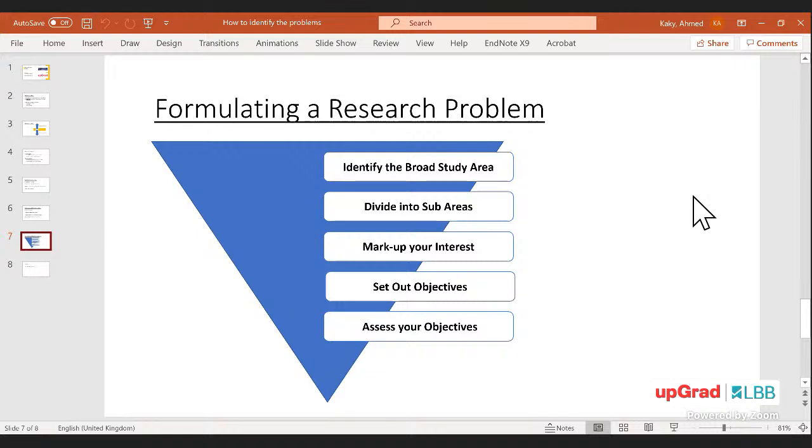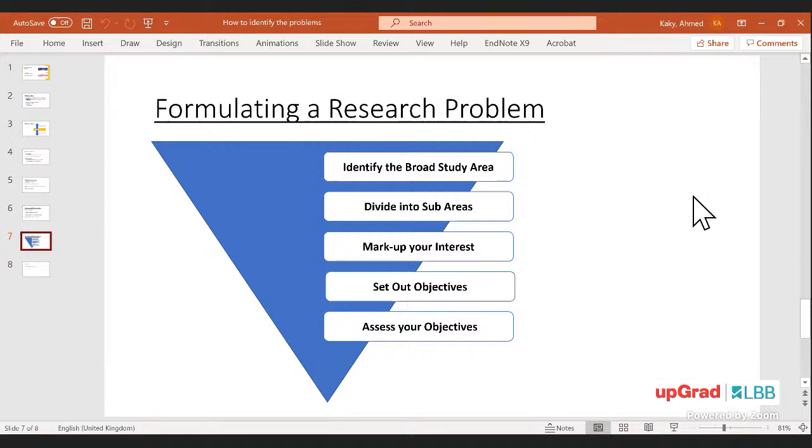So for example, if you are doing a master in computer science with specialization in cybersecurity, then you might choose a problem related to cyber threats, cyber crime, cyber trends, and so on and so forth. So it is important to define the big picture, I mean, identifying the broad study area by picking a big direction at the beginning.